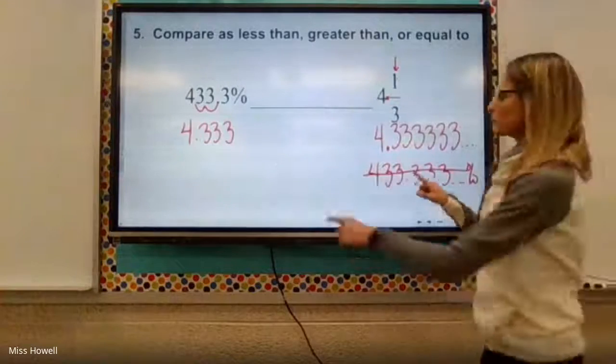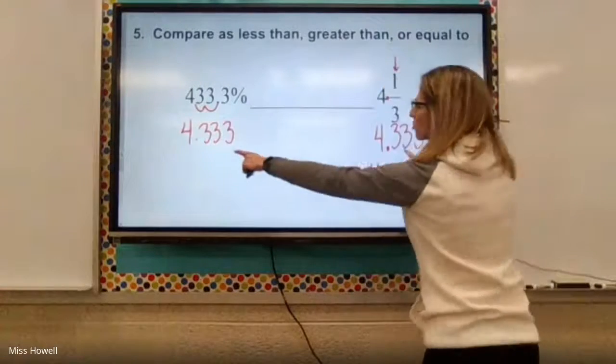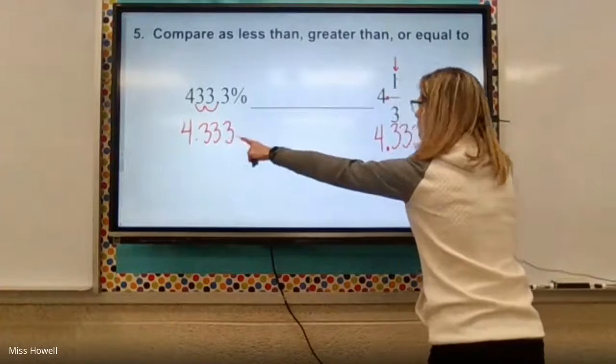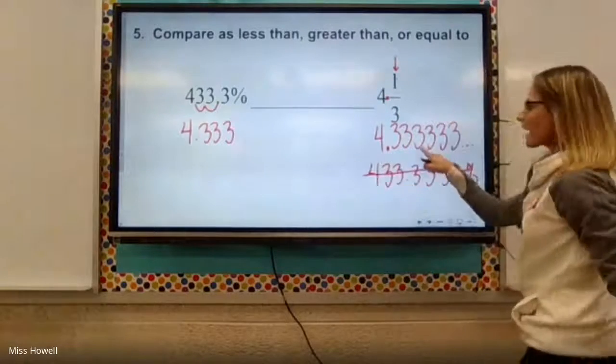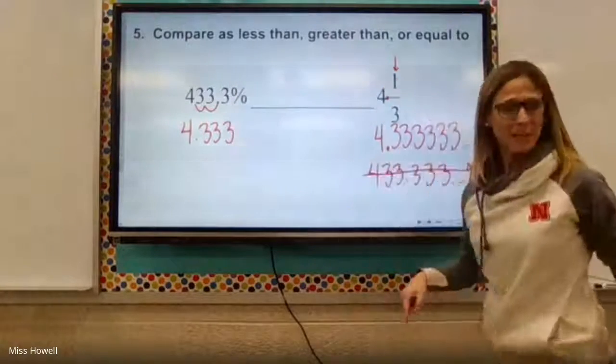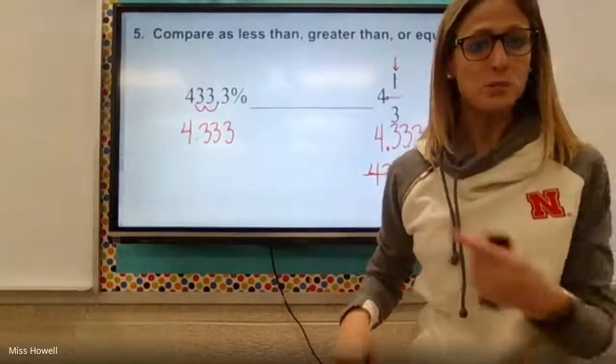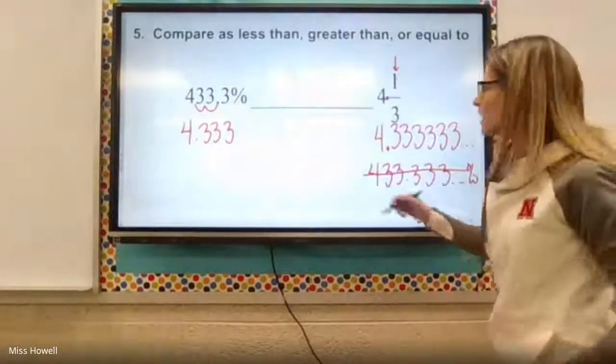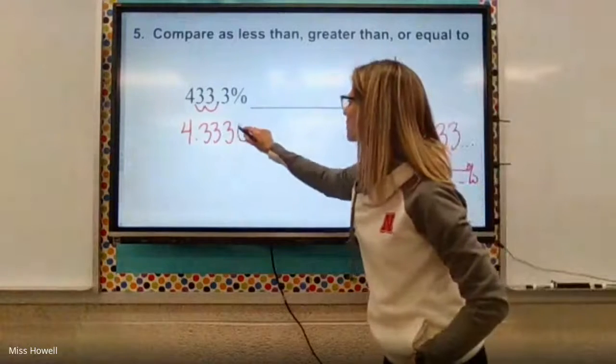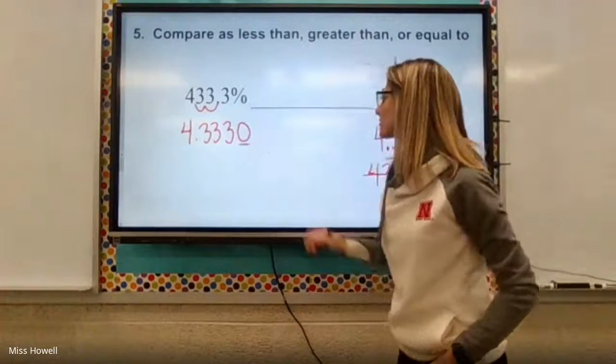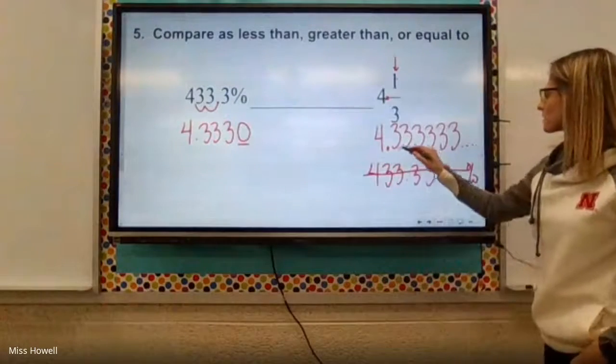All right, so 4 and 4 are the same. 3 and 3 are the same. 3 and 3 are the same. 3 and 3 are the same. So so far these match. So in my head, I'm thinking maybe they're equal to each other, but there's more over here, so I have to keep going, which means I need to add a 0 here as a placeholder, and I'm going to this place value, the fourth one after the decimal.